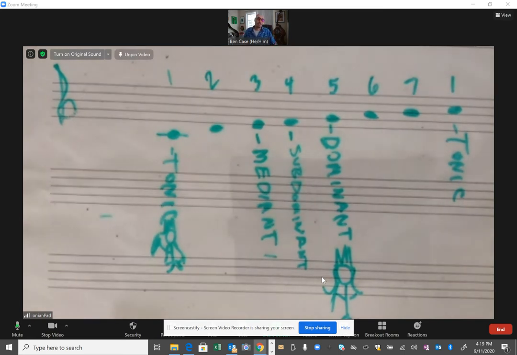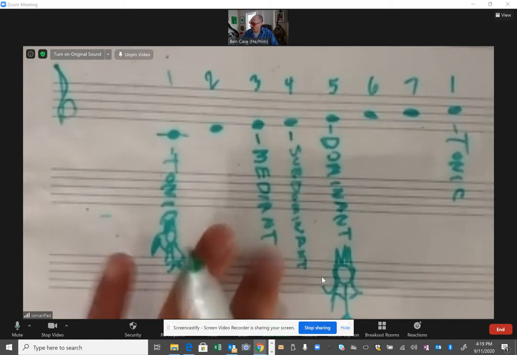So why is that important? Well, the mediant is important because the mediant dictates, if you're talking about major or minor, the tonality of the chord, of the triad. We're going to be talking about that a little bit later on, but that's why, like I said, that mediant is pretty darn important.